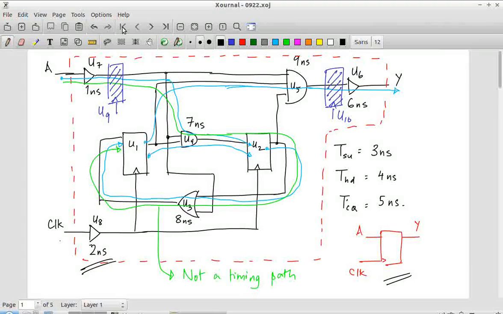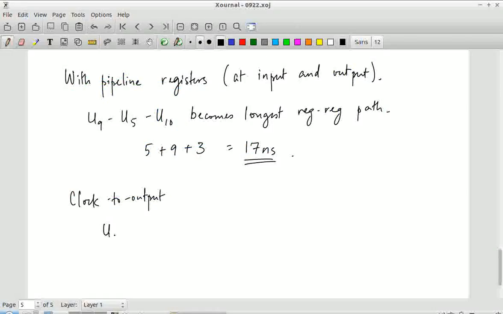I'm going to assume that U9 and U10 also have the same clock signal, so it is after the buffer. The same clock signal after the buffer is what is fed to U9 and U10. This means that the analysis once again becomes U8 for the clock, to U10 the output flip-flop, to U6 to output. So it becomes 2 nanoseconds for U8, 5 nanoseconds for U10, that is the TCQ, 6 nanoseconds for U6, and that's it. It has reached the output. So this has now become 13 nanoseconds instead of the 22 which it was earlier.